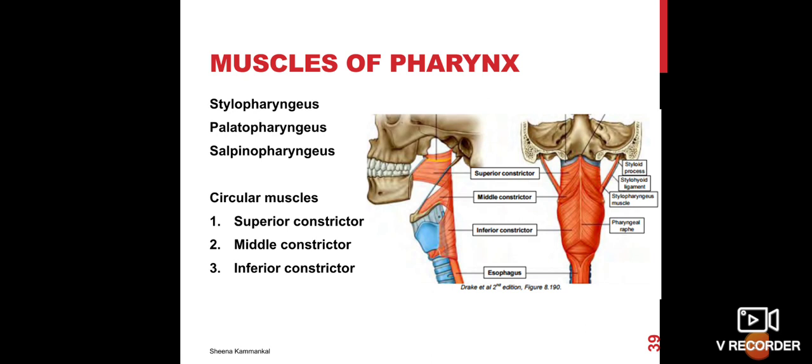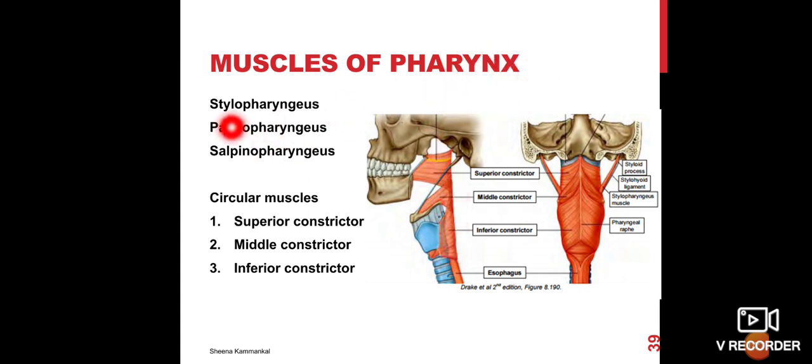Now we can see the muscles of the pharynx. Muscles of the pharynx are intrinsic muscles and extrinsic muscles. Extrinsic means one end of the muscle is attached to the organ and the other end is present somewhere else, outside the organ. Intrinsic means the whole length of the muscle is present within the organ itself. These intrinsic muscles are the circular muscles. They are the superior constrictor, middle constrictor, and inferior constrictor muscles. Here you can see the superior constrictor, this is the middle constrictor, this is the inferior constrictor. These are circular muscles with gaps in between.